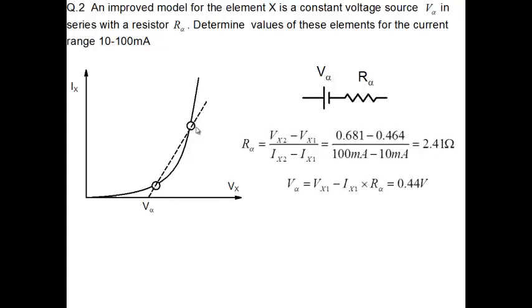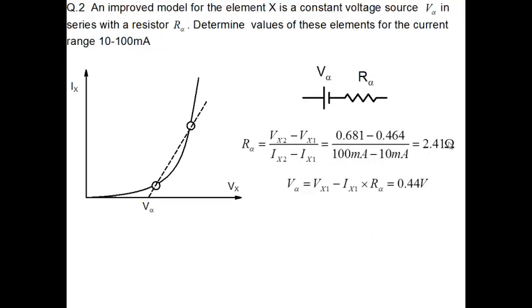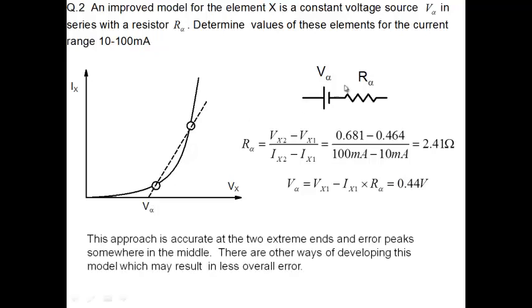So we can easily calculate what the value of R alpha will be. This is the line that I've drawn. So whatever is the value Vx2 minus Vx1 here, over Ix2 minus Ix1 here, we get 2.41. 2.41 is the resistor, and then we can calculate V alpha wherever it intersects the x-axis here. So we're approximating it by a line like that, and we get a value of V alpha which is 0.44. So now our model is a 0.44 battery in series with a 2.41 ohm resistor.